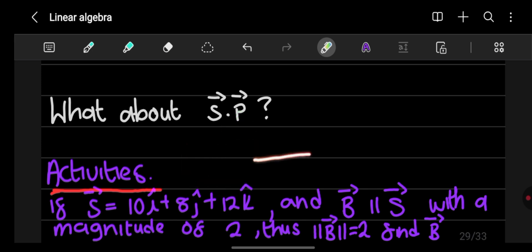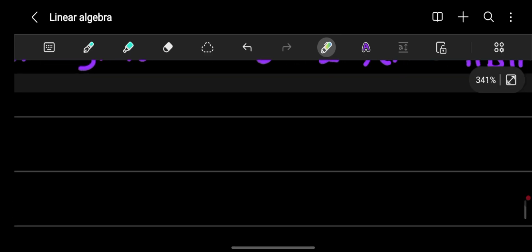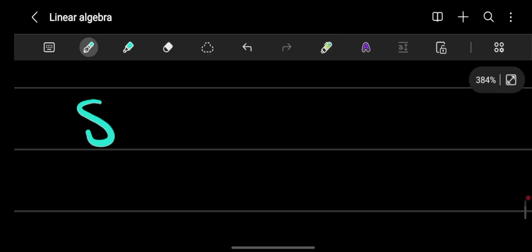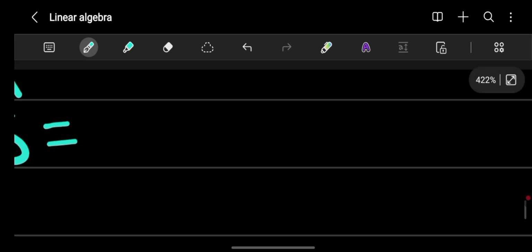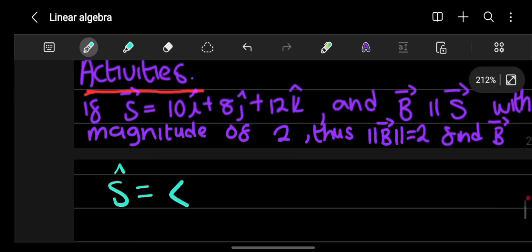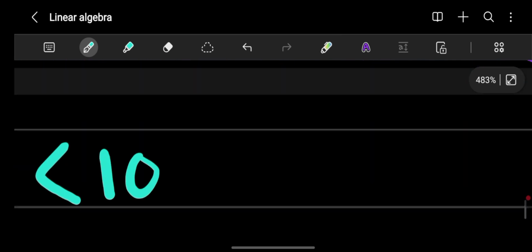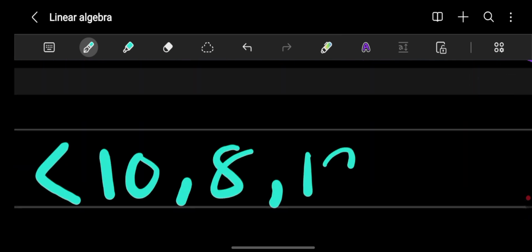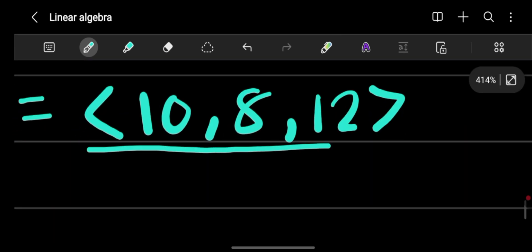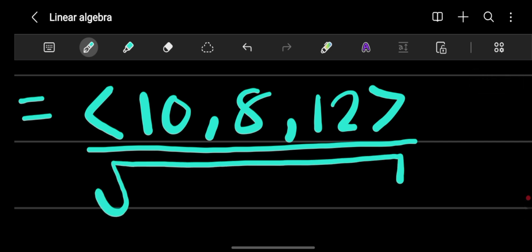We're going to first find the unit vector for S because they are parallel, then take out the scalars of S, and whatever vector we're left with, we'll use the magnitude of B to multiply it in and get B. So what was S? That's 10, 8, and 12. Let's also find the magnitude.